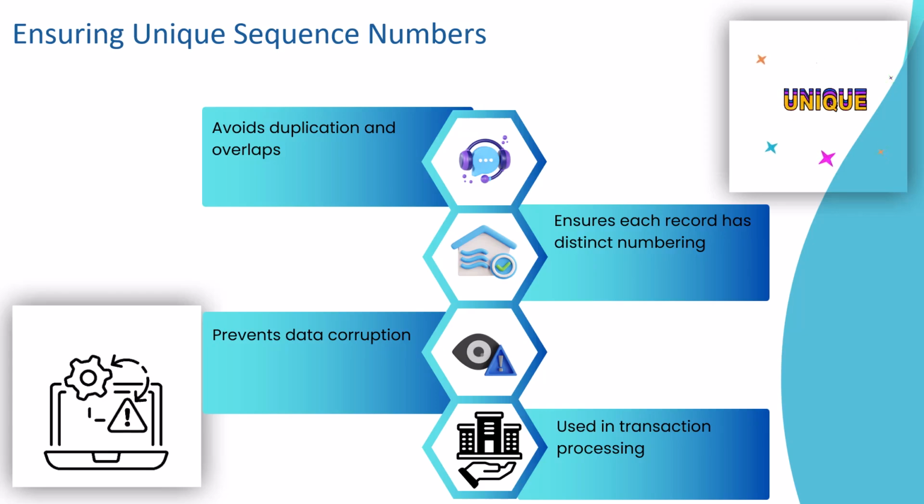Unique sequence numbers are the security guards of your data. They stop duplicates from sneaking in. Each record gets its own number, reducing the risk of data corruption. For transaction processing, this is a lifesaver. Imagine buying concert tickets. Each seat must have a unique number, or else two people might end up fighting over the same front row spot.